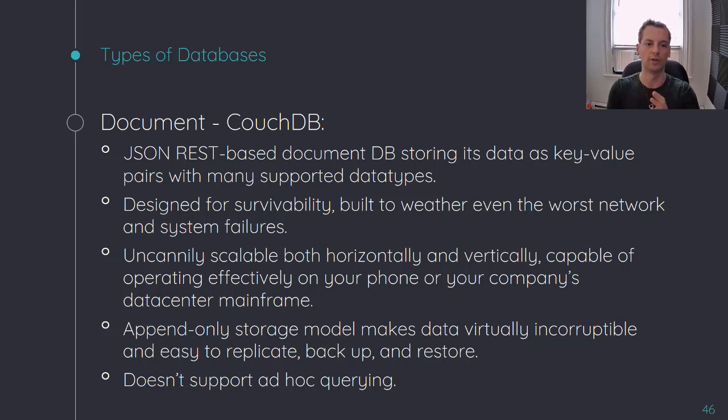Couch is also a JSON REST-based document DB, storing its data as key value pairs with many supported data types. While Mongo was designed for scalability, Couch is designed for survivability. It is built to weather even the worst network and system failures. It is uncannily scalable, both horizontally and vertically. You can have Couch running effectively on your phone, or you can have it running on your big, powerful supercomputer inside of your company's data center.